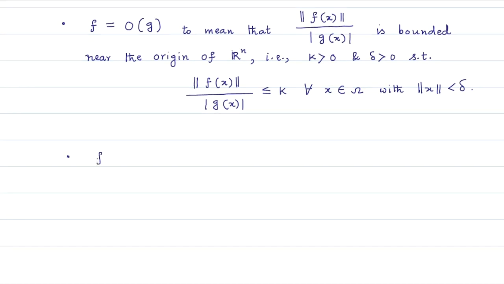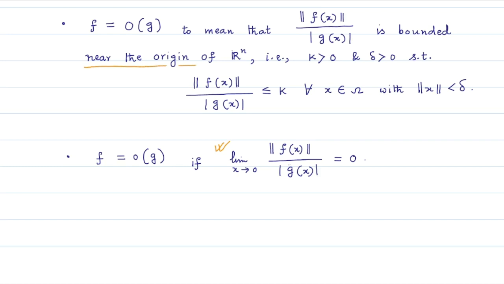And we write f is small o of g, which we pronounce as f is little o of g, if the limit as x tends to 0 of norm of f(x) divided by modulus of g(x) is equal to 0. Intuitively, this limit being equal to 0 means that the function f goes to 0 faster than the function g. Here I have given the notions of big O and small o for comparing the growth rate of the functions f and g around the point origin of the n-dimensional Euclidean space Rn.